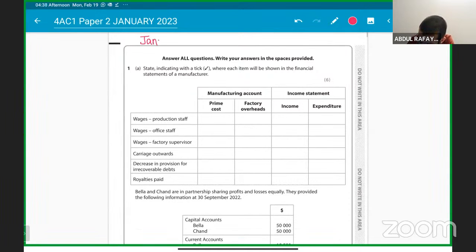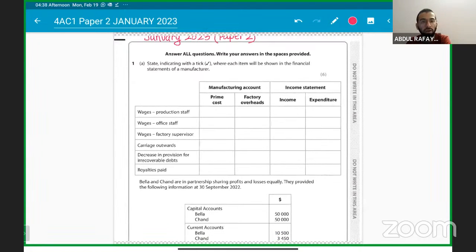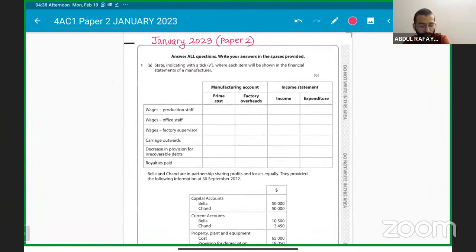This is January 2023, Paper 2 for the Edexcel accounting.